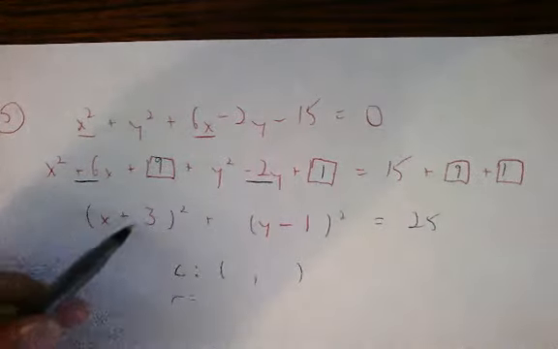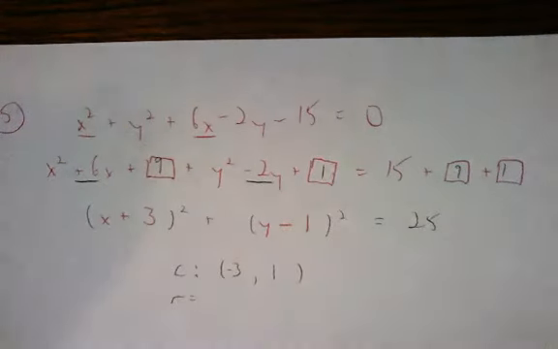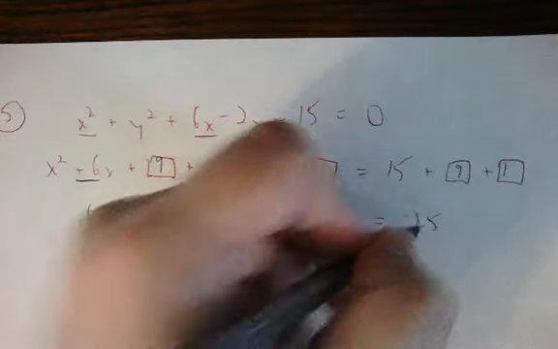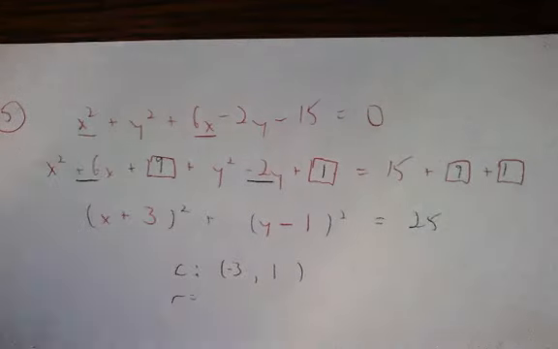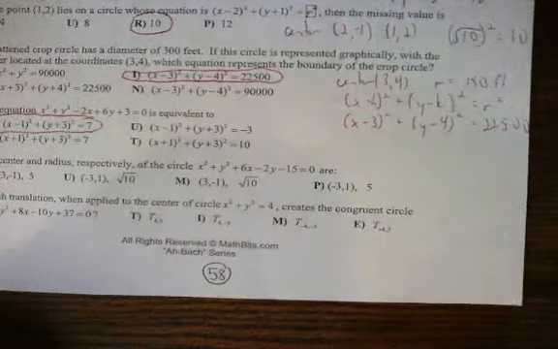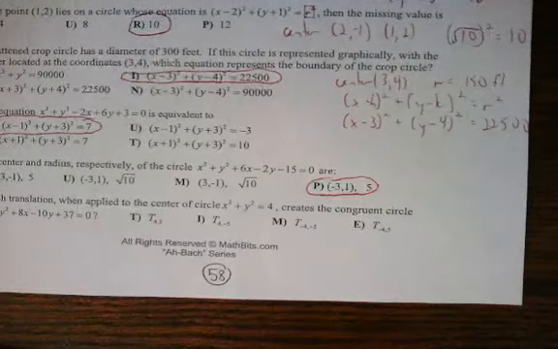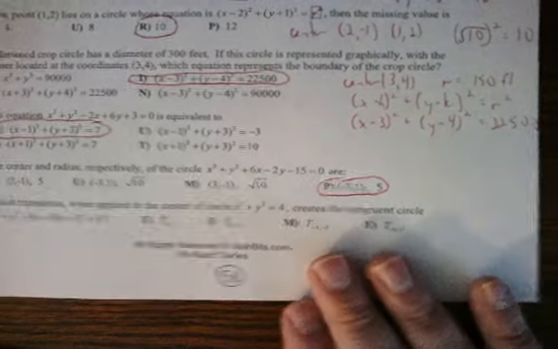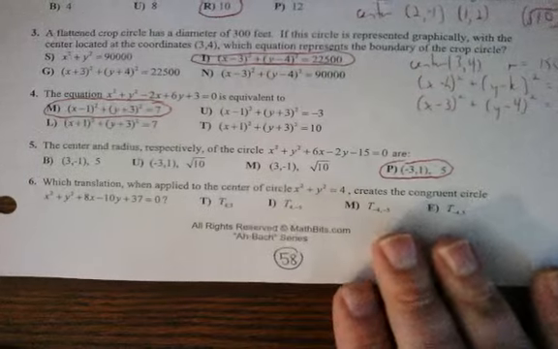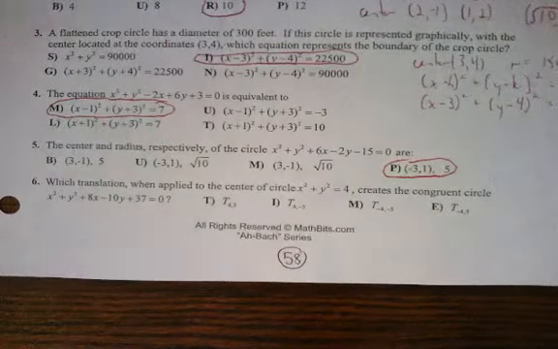Okay, now from that, we can pull out the center and the radius. The center would be the coordinate: opposite of positive 3 is negative 3, opposite of negative 1 is positive 1. And the radius would be the square root of that term. Square root of 25 is 5. So the answer to this one, going back to our original worksheet, should be letter P, which would be a center of negative 3, 1, and a radius of 5.